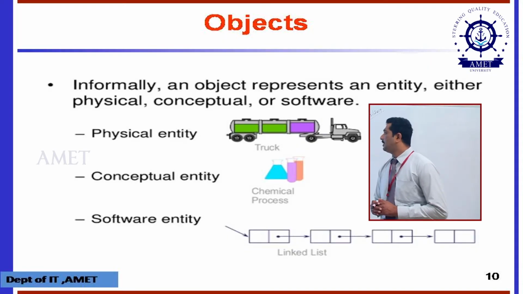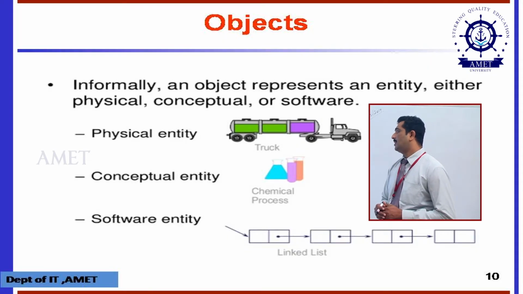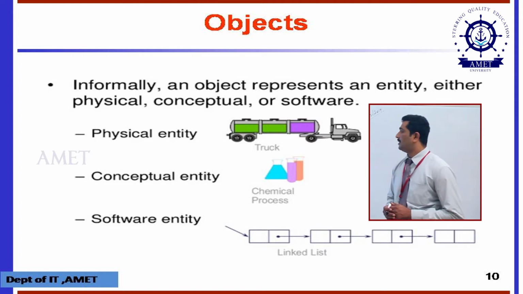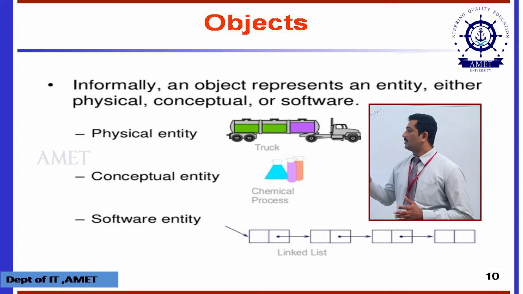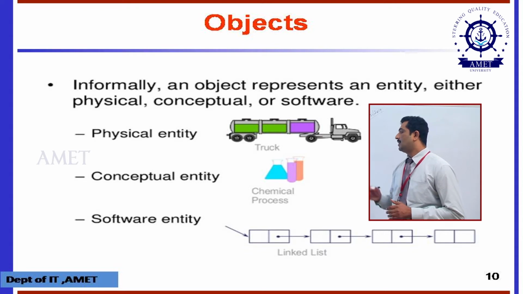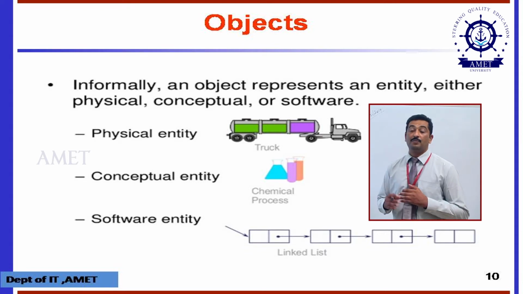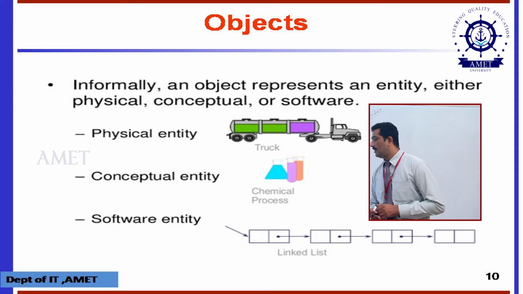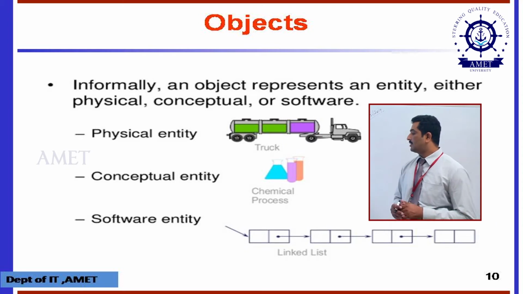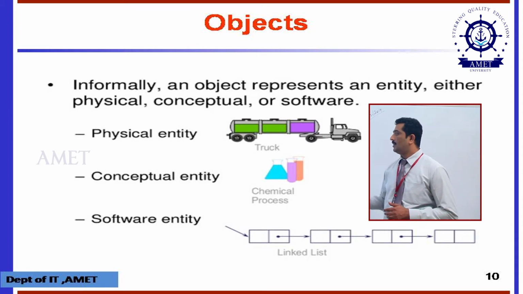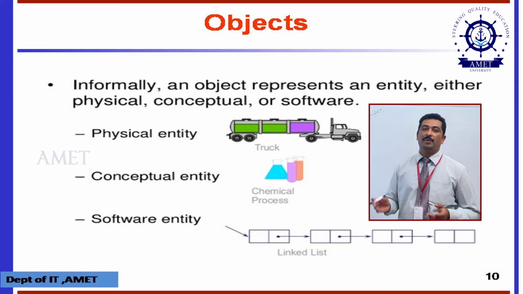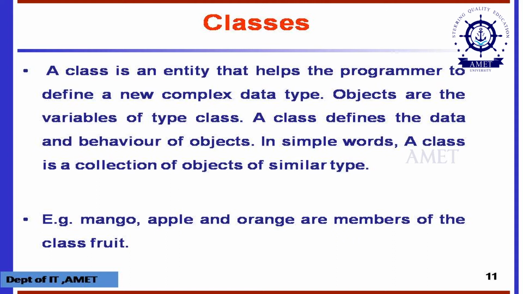Formally, an object represents an entity, either physical, conceptual or software. Different varieties are there. One is a physical entity. A physical entity means something stable. The conceptual entity means an entity that processes our data. That is called a conceptual entity. And a software entity is a virtual entity. That is called a software entity. These are just 3 examples. The object may be of any kind, static, dynamic or virtual. The next one is called classes.